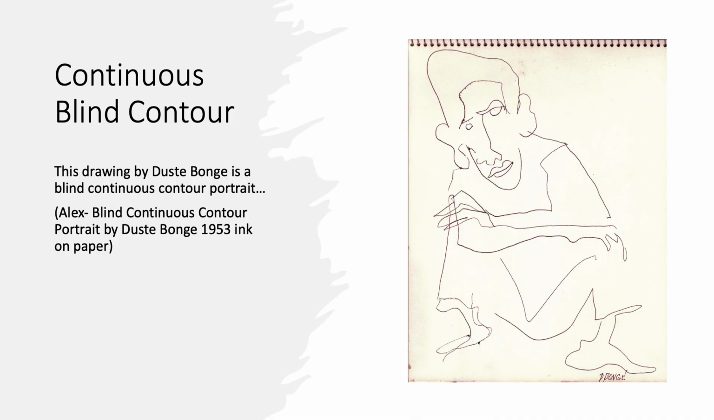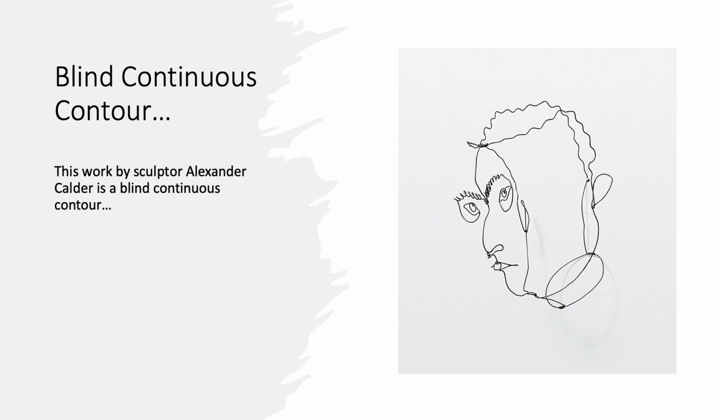This portrait by Dusty Blanchet, which was done in 1953 with ink on paper, is an example of a continuous blind contour portrait, and you can see it's interesting because she's shown not just the face but the entire figure. This sculpture by Alexander Calder is an example of a continuous blind contour sculpture, and it's similar to what you do with the drawings where you have that one continuous line which is connected.